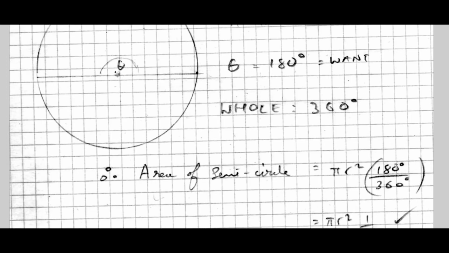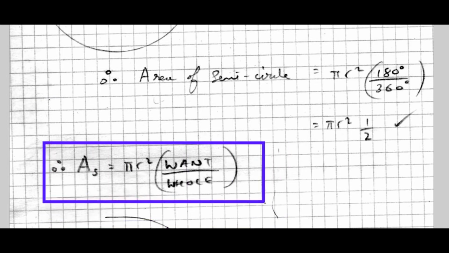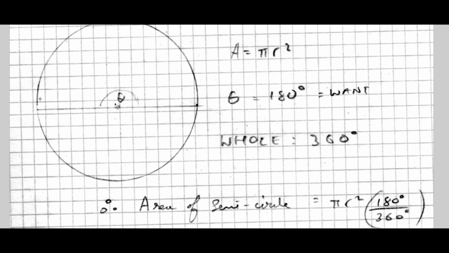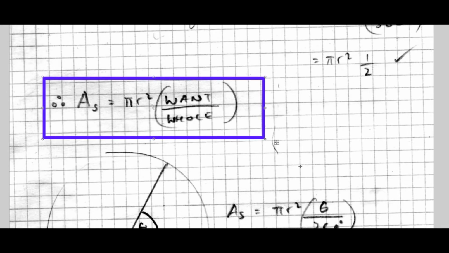Now, what's more important is this concept that I took the 180 degrees, which is what we wanted at the time for just a semicircle, and I divided it by 360, which was the whole. And this gave us that area for the semicircle. Therefore, we can say that this equation could be simplified down to something more useful or universal, which is that if you want the area of a sector being a fraction of the whole circle, which I'll show you later, then you could use pi r squared times what you want divided by the whole.